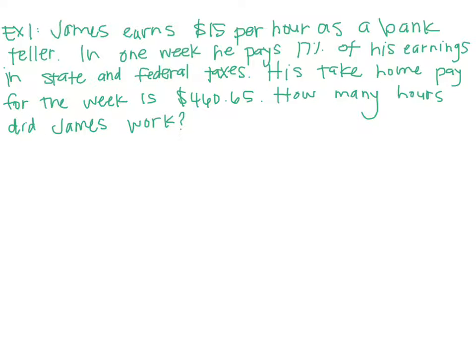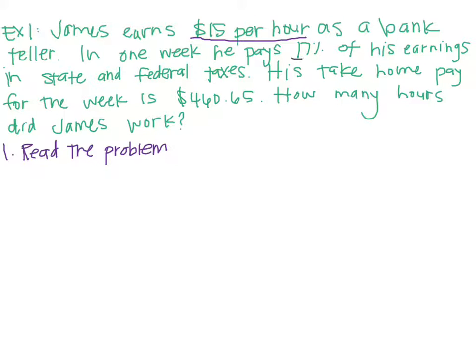Let's go through a process to help us answer this question. The first step in the process is read the problem. So I'm going to read through this again and mark some things up. James earns $15 per hour as a bank teller. So that right here, $15 per hour, seems important to me. It's a rate.